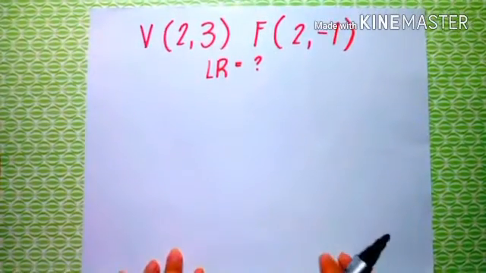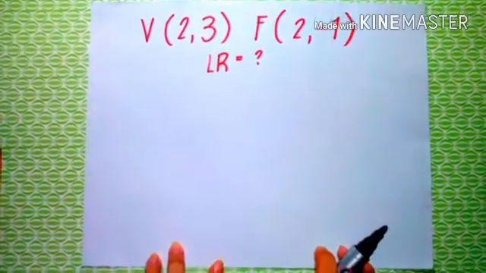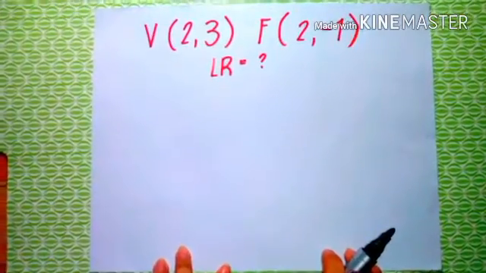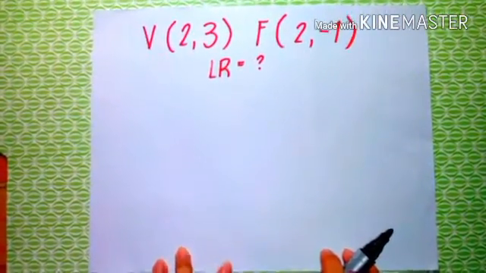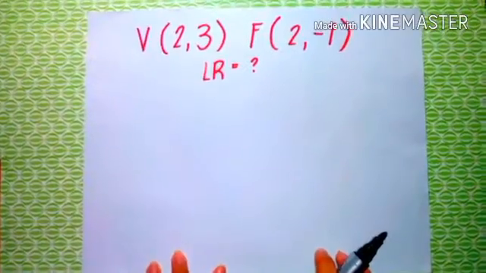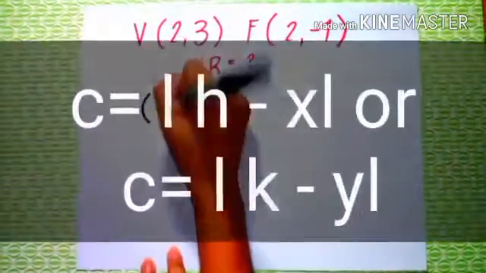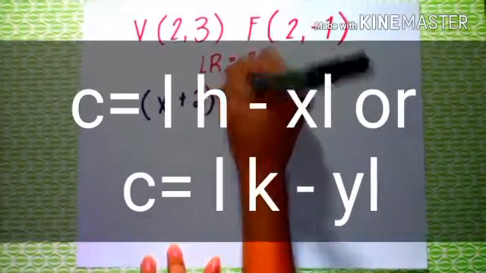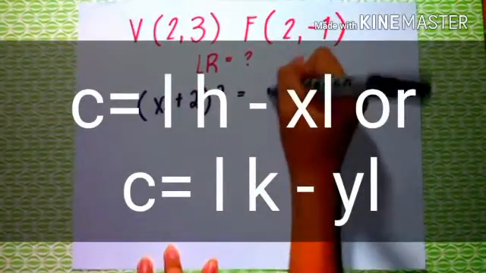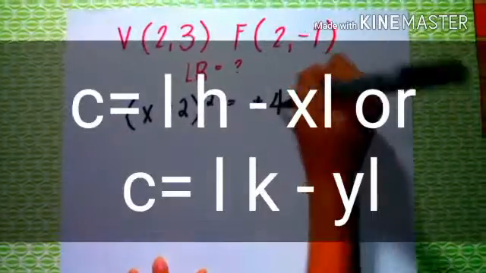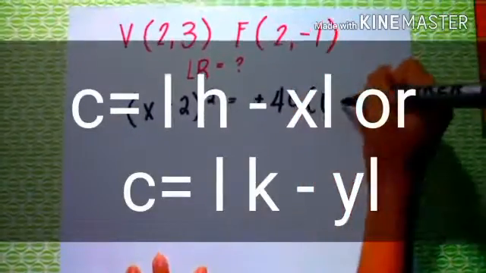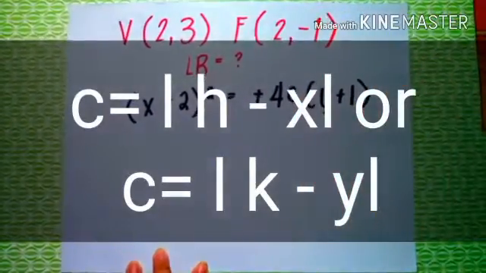To get that, if the x values are the same, its opening is upward or downward. If the y values are the same, the opening is either to the left or to the right. And to compute for c, we use the formula c is equal to the absolute value of h minus x, or c is equal to the absolute value of k minus y.